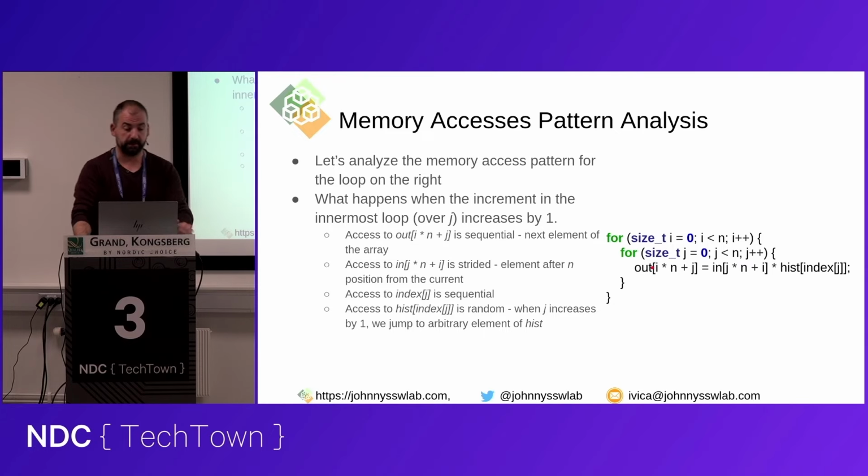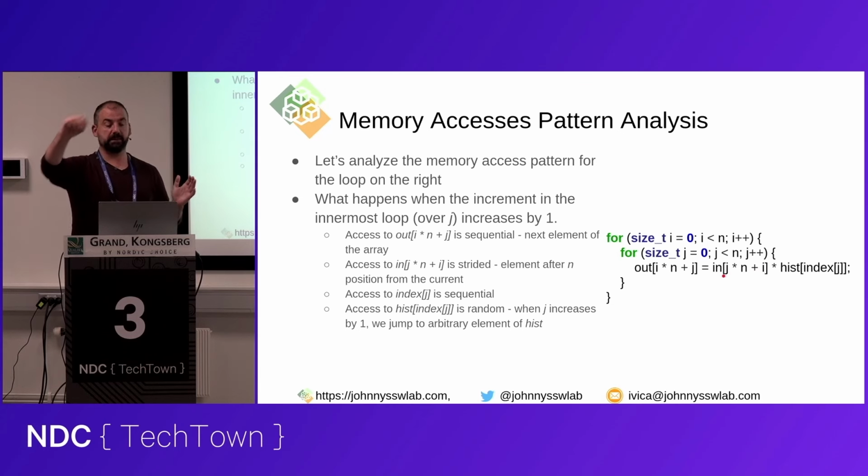And what kind of access pattern is that? Sequential, yes. Okay, what is the access pattern of the second pointer? So J times N plus I. Strided, yes. When J increases by 1, the next element is N positions further away. Okay, what is the access pattern of this index of J? Sequential, yes, because it depends on J linearly.